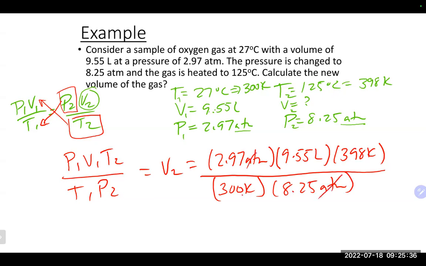Atmospheres here cancel, Kelvin cancel, leaves us with liters, which is good since we are looking for a volume here. That's going to give us 2.97 times 9.55 times 398 divided by 300, and lastly divided by 8.25. Looks like 4.56 liters in this particular case. Any questions on that there?